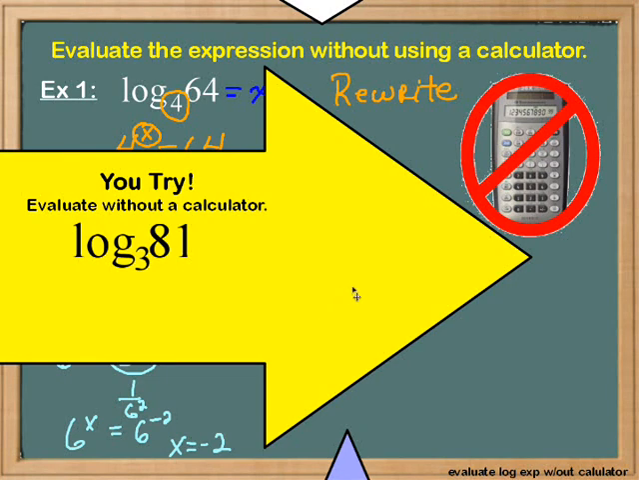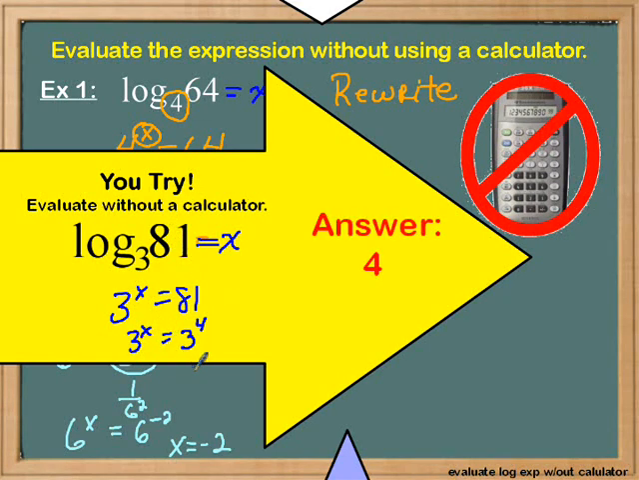Did you rewrite that log such that if this equals x, I can write 3 to the x equals 81? Breaking down 81 as 3 to the 4th power, I get an answer of x equals 4.